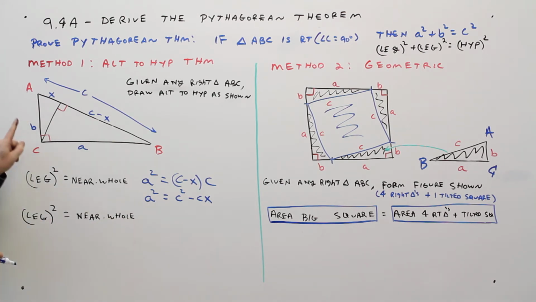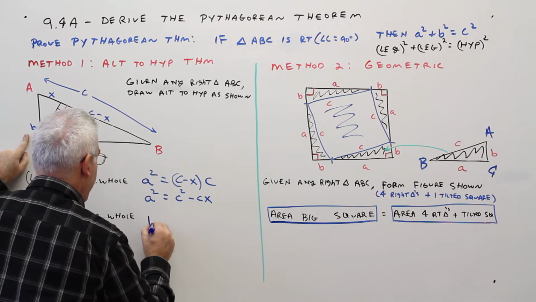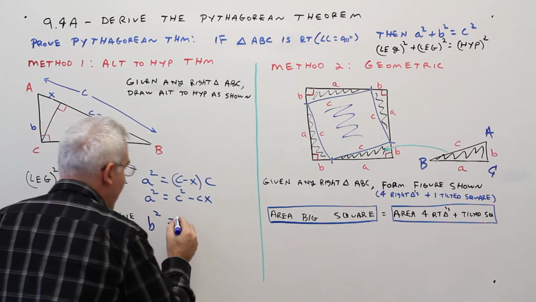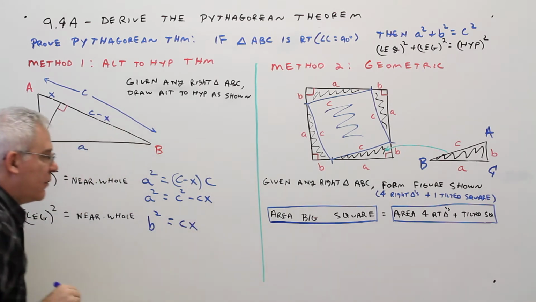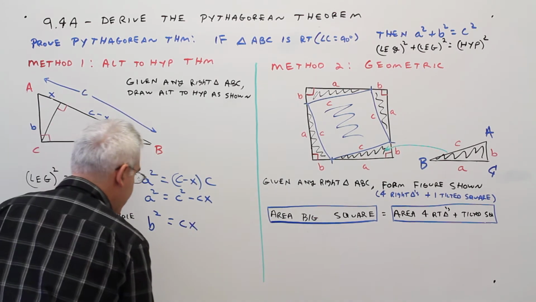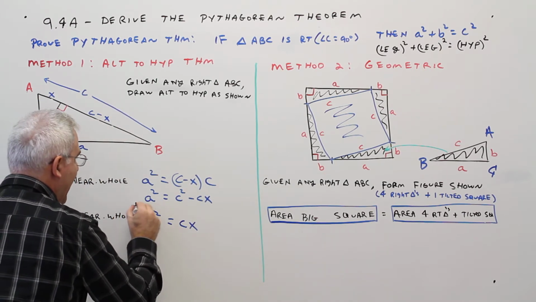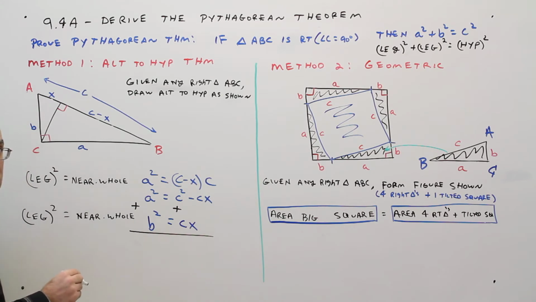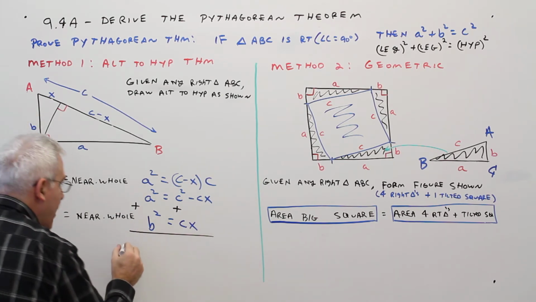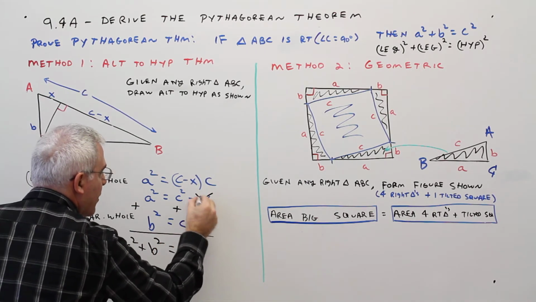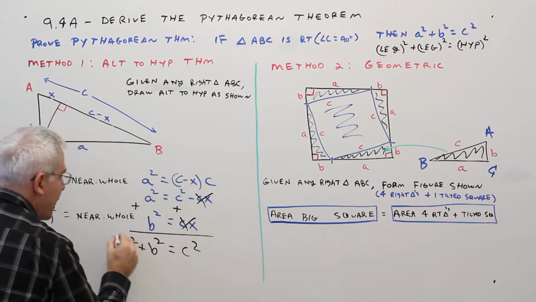Okay? Let's do it again over here. Leg squared equals near times whole. So b squared equals near x times c, or I'll call it c times x. Alright, then all I'm going to do is add. So I'm going to add the left sides, I'm going to add the right sides. Let's see what we get. A squared plus b squared equals c squared.